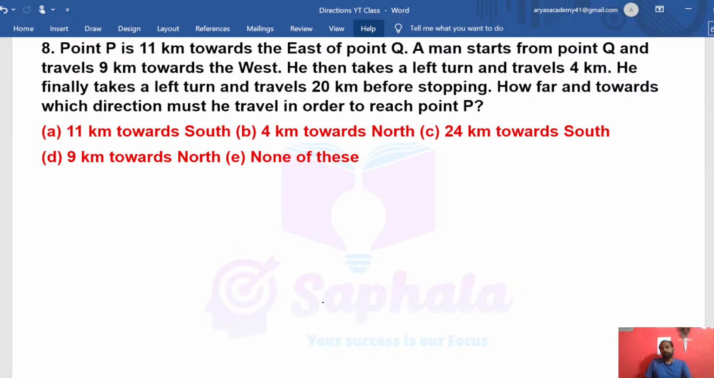You assumed Q somewhere, but it is very clearly mentioned that point P is 11 kilometers to the east of point Q. So I'm assuming point Q to be here. And if I go 11 kilometers towards the east, then I will have a point P. This is 11 kilometers.